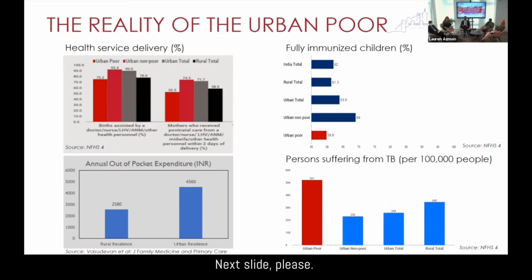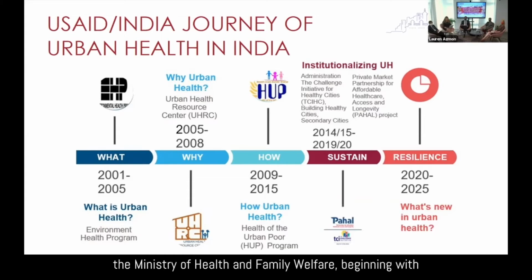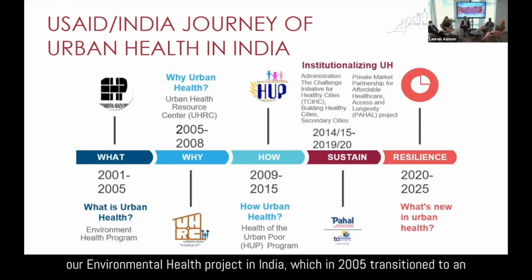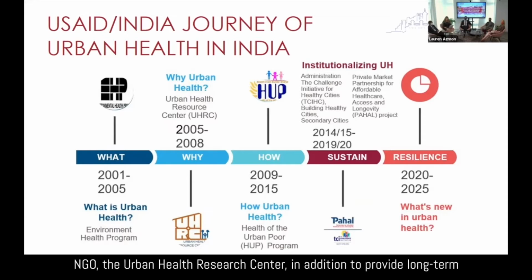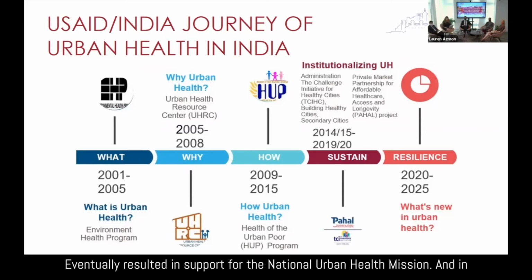Next slide, please. So USAID in India has been a forerunner in the arena of urban health. Since 2001, USAID has engaged in active partnership with the Ministry of Health and Family Welfare, beginning with our environmental health project in India, which in 2005 transitioned to an NGO, the Urban Health Research Center. In addition to providing long-term assistance for improving water and sanitation in urban areas, our advocacy for and research on urban health eventually resulted in support for the National Urban Health Mission.